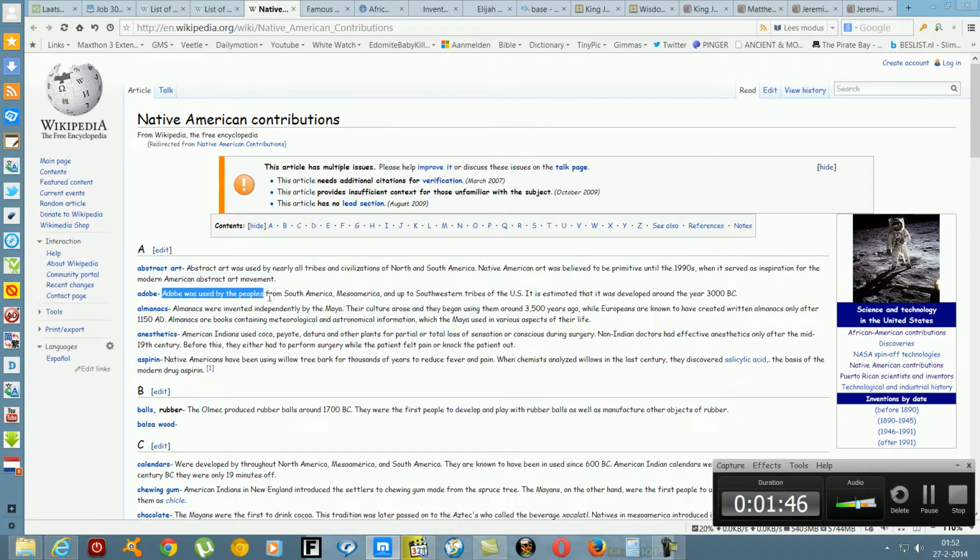Adobe. Adobe was used by people from South America, Mesoamerica, and up to southwestern tribes of the U.S. It is estimated that it was developed around the year 3000 BC.